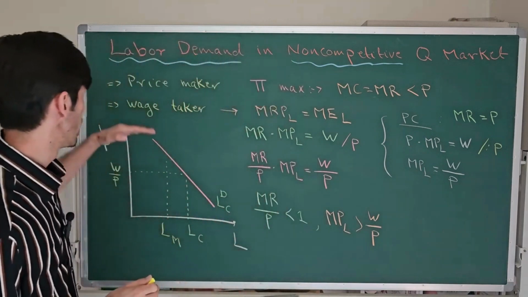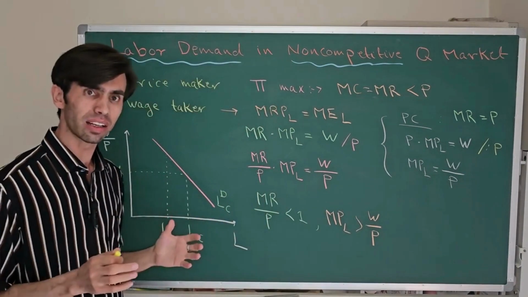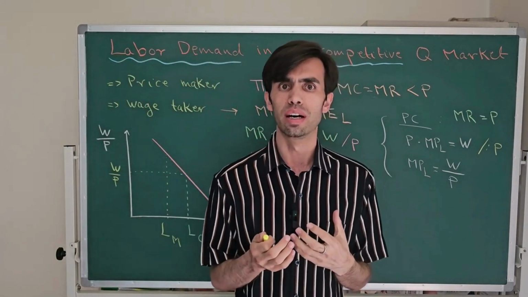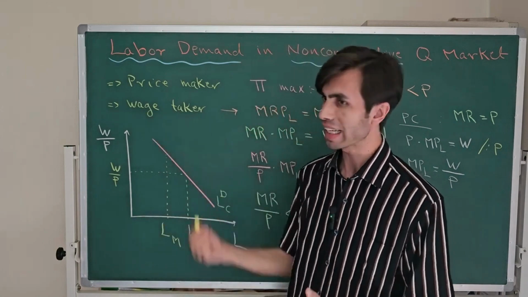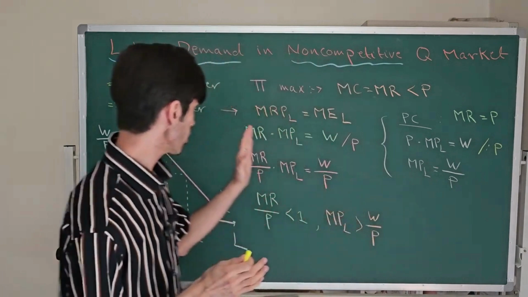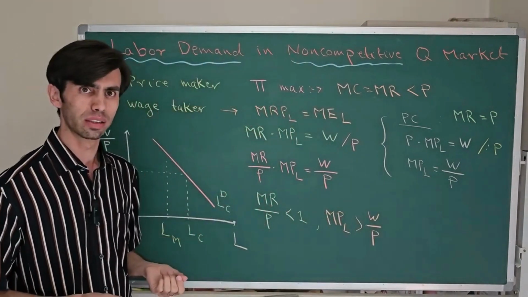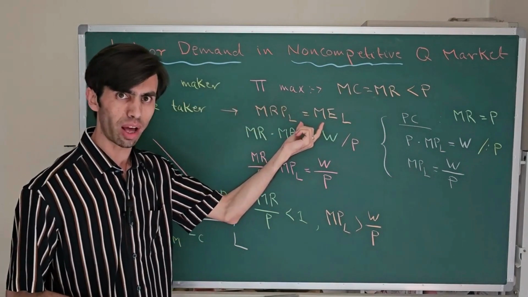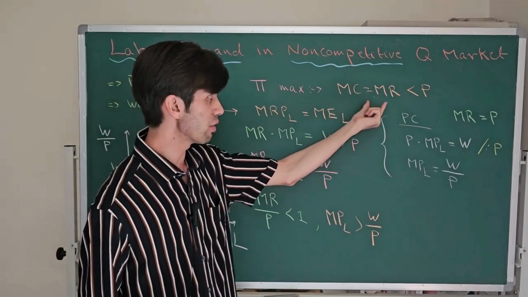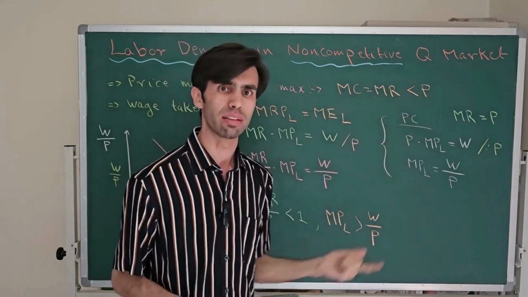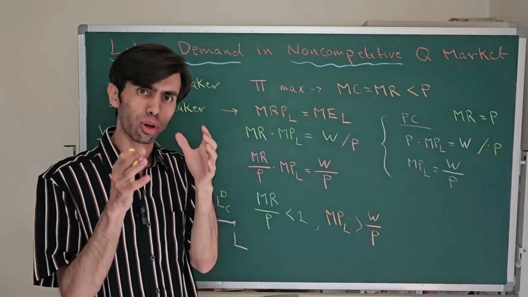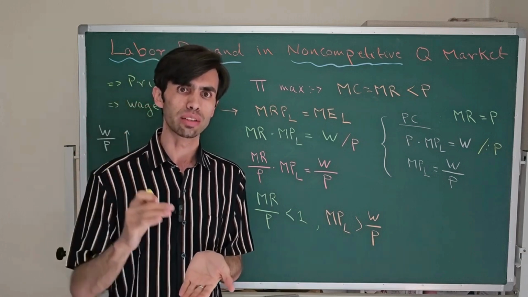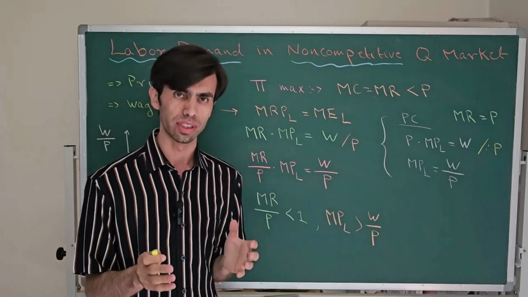In this kind of market, the firm is a price maker, but the firm still demands labor from the perfectly competitive input market. So again, they are a wage taker, but a price maker. When a firm is a price maker, the profit maximization condition implies that marginal cost is equal to marginal revenue but less than the price level. Because monopolies set the price level higher than the marginal revenue in order to have a positive profit.